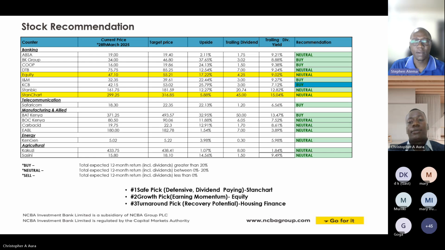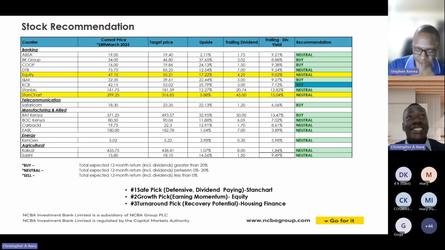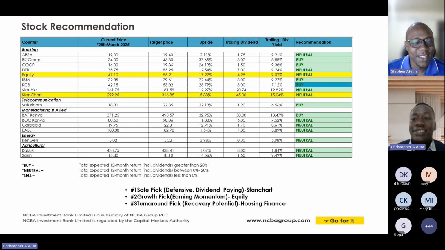Okay, thank you for that. I even noticed that BAT is actually a buy in your sheet, just not in the top three picks. Okay, yes, it's a buy.